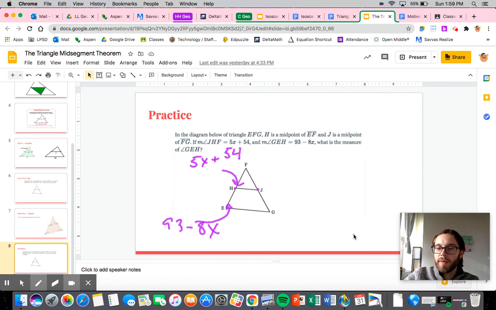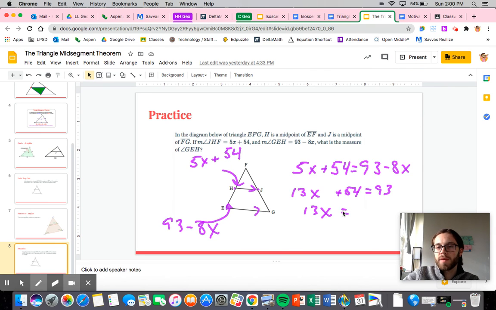All right, so what do we actually need to do? Well, we know that these two angles are congruent because this is a mid-segment. So these are parallel. Corresponding angles are congruent. So we can just set them equal to each other. Oh, they really like 13. So 13x plus 54 is equal to 93. So 13x, when you subtract the 54, that would be 39. So x is going to be equal to 3.